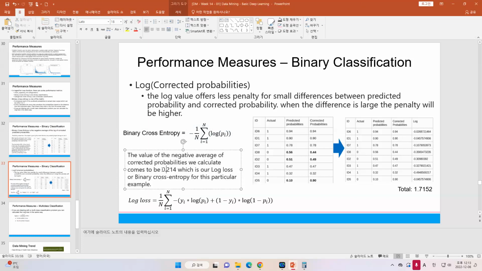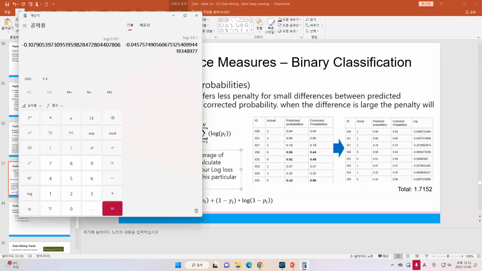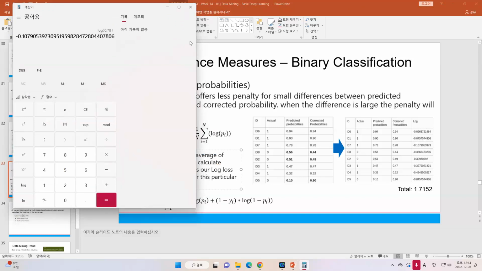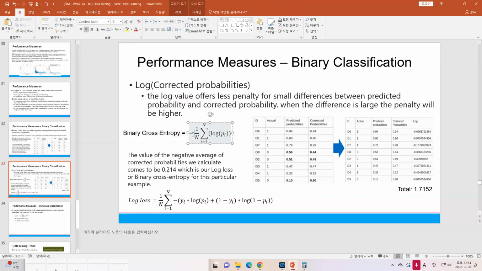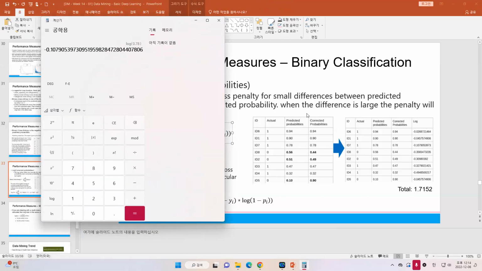So how can we get this 0.214? We need to do the summation. So all numbers are negative. Okay. All numbers are negative. So let me just skip the negative, because at the end you will multiply by negative. So negative multiplied by negative will be positive. So let me just use the positive numbers.